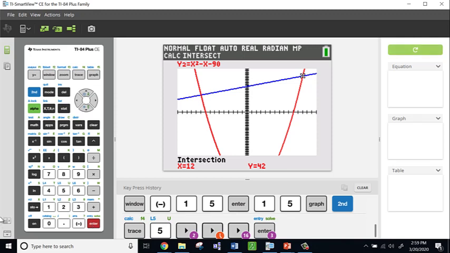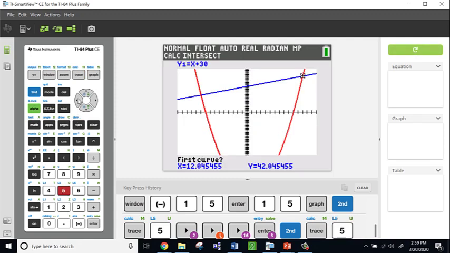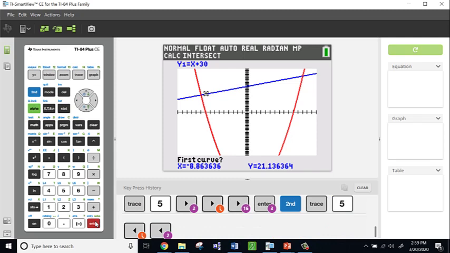Now let's do that process over again. Second, trace, 5. Go all the way down till you're at the other one. Just keep using your cursor till you get close to it. Hit enter, enter, enter. And here's my second intersecting point. So right away, I don't have to do any substitution. I don't have to do any elimination. The calculator will do it for me.